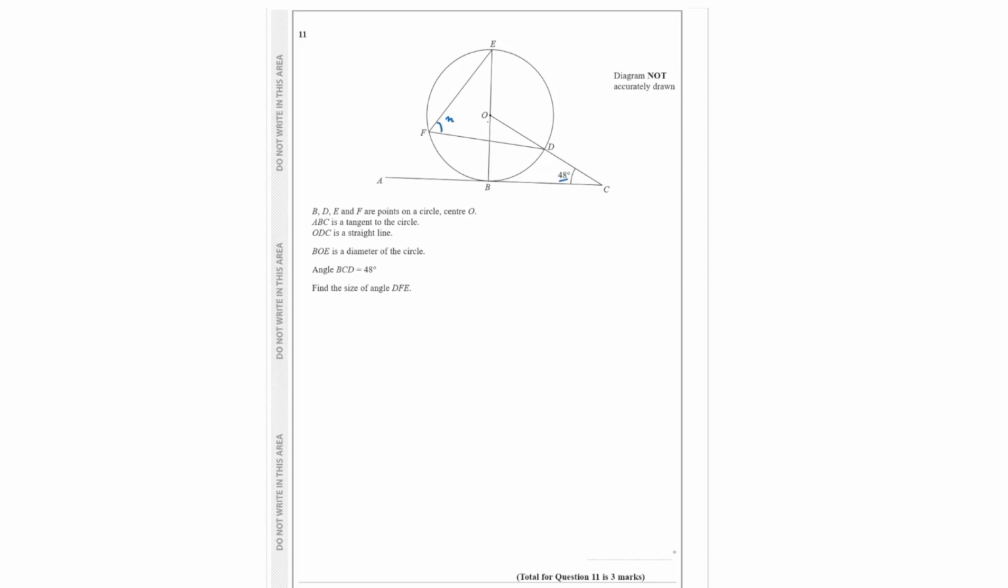Let's write that as x for simplicity. And we can see here that angle EOD is simply 2x. So if we can find 2x, we can find out what x is.